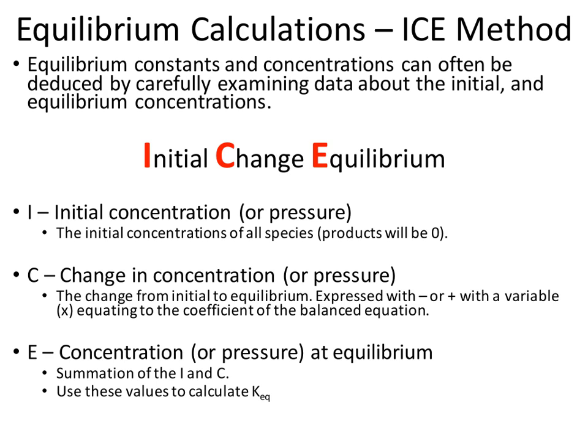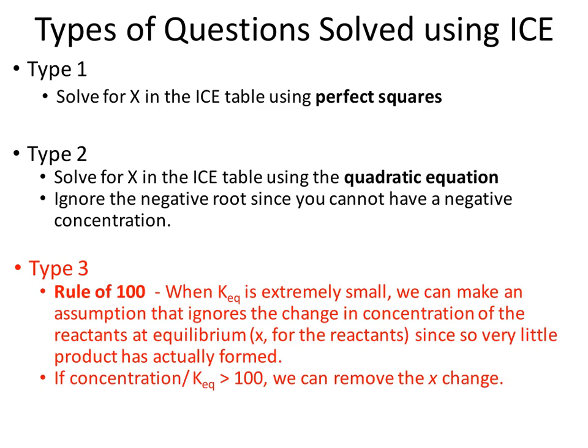Again, as stated in previous videos, if you wanted to use a RICE table instead of an ICE table, the R being the ratio of the balanced chemical equation, which then goes into our change, that's also acceptable. So in this case, this is our third type of equation. We looked at perfect squares, we looked at quadratic equations. Our type 3 is when we have a very small KEQ.